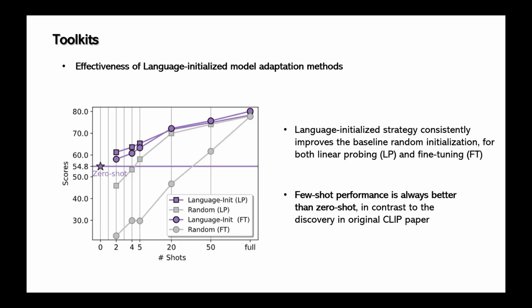But this is contradictory to the original CLIP paper. They show that zero-shot learning is better than few-shot learning. For example, we need four shots to get better performance than zero-shot. With this proposed language initialization method, one can also ensure that few-shot is always better than zero-shot for vision language models, because you can imagine that the zero iteration of our algorithm actually reduces to the original zero-shot evaluation setting.